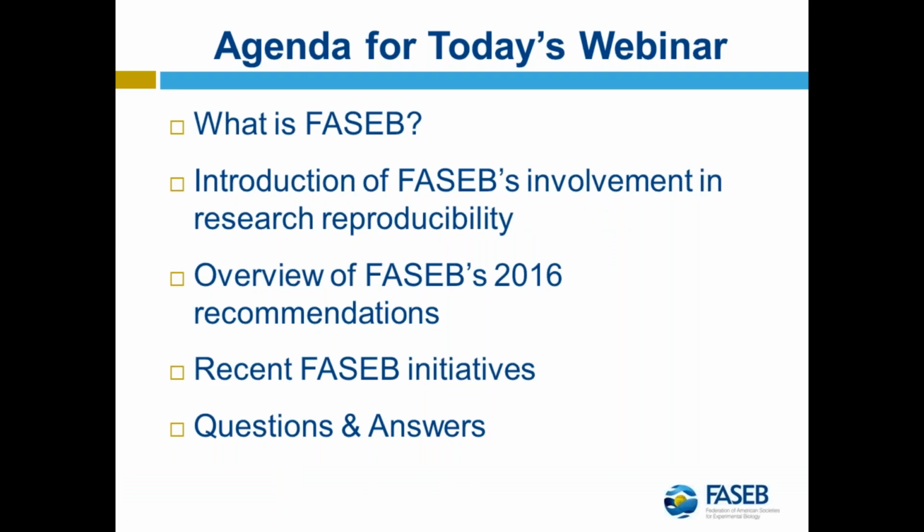So here's the agenda for today's webinar. First and foremost, for those of you who are new to FASEB, I will give you a brief overview of what FASEB is and who our members are. And then I will get right to the core of today's topic, which is focusing on our efforts that we've done as a federation pertaining to research rigor and reproducibility. So I will provide an introduction of our involvement in this topic, provide an overview of our 2016 recommendations, highlight 3 new FASEB initiatives pertaining to this topic, and answer any questions that you might have.